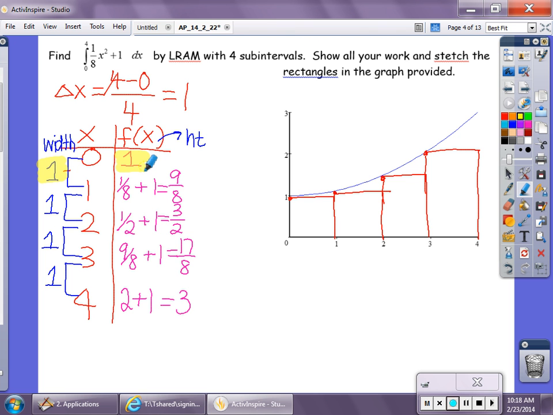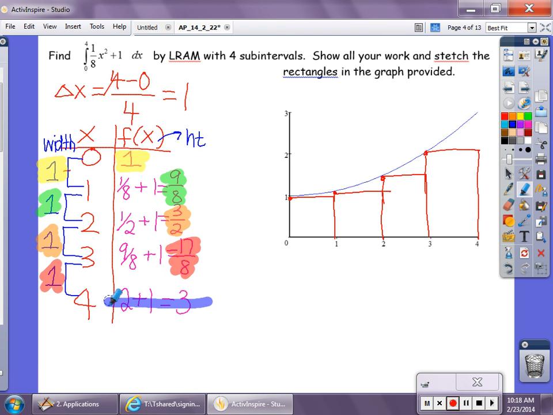So that would be the first rectangle. The second rectangle that we would use would be a width of 1 and a height of 9/8. The next rectangle we would use is a width of 1 and a height of 3/2. And then the last rectangle we would use is a width of 1 and a height of 17/8. And then you'll notice what does not get used is the very last value here.